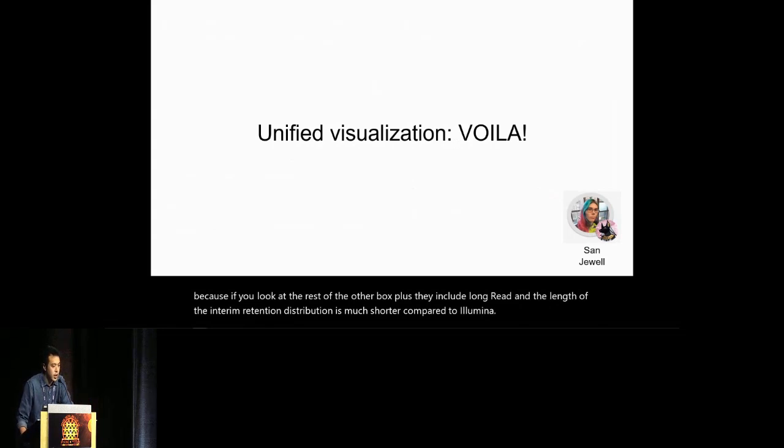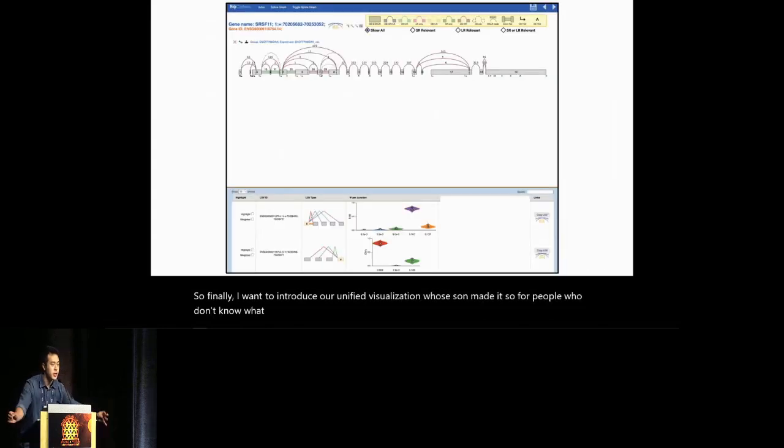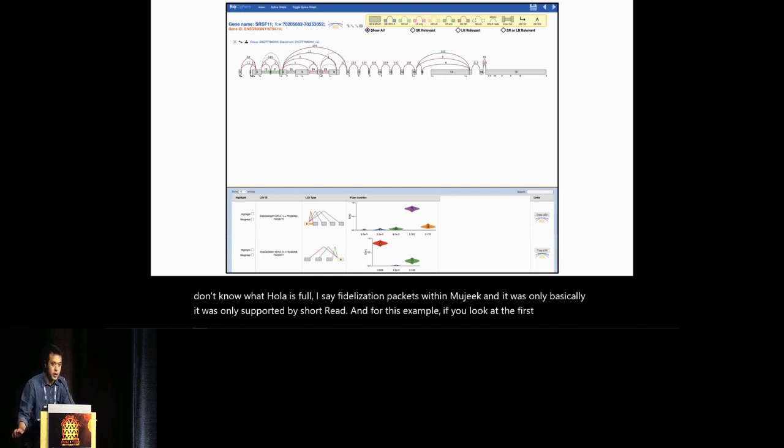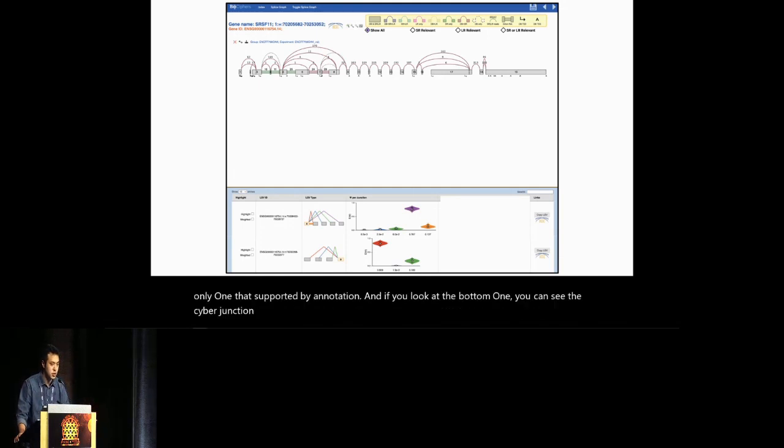So finally, I want to introduce our unified visualization, VOILA, based on work by Susan. For people who don't know, VOILA is a visualization package within MAJIQ, and it was only supported for short read. In this example, in the first row, the gray boxes are the exons, the red lines are the junctions supported by short read and annotation, the green ones are de novo ones, and the dotted gray lines are only supported by annotation. At the bottom, you can see the PSI per junction for each LSV type. This is the original VOILA, if you're used to it.